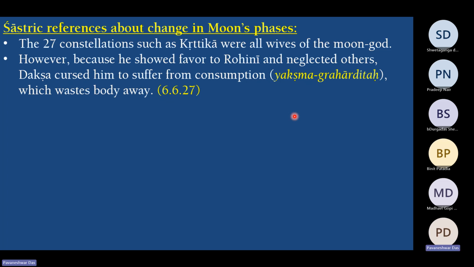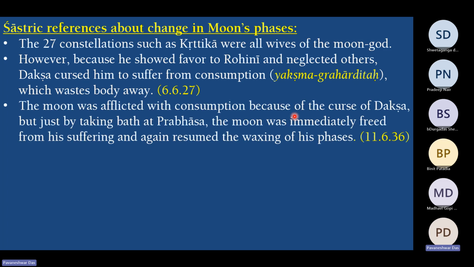Then the moon went and begged forgiveness from Daksha, and he said, by cursing me, you are only causing trouble to your daughters. I will not make such a mistake hereafter, and I will take care of all your daughters properly. Daksha said, no, I am anyway cursed, I can't do anything. You please go to Prabhas and worship Lord Shiva. Lord Shiva can help you.